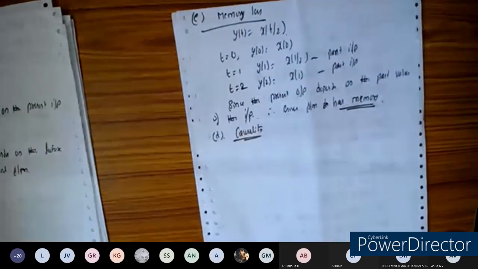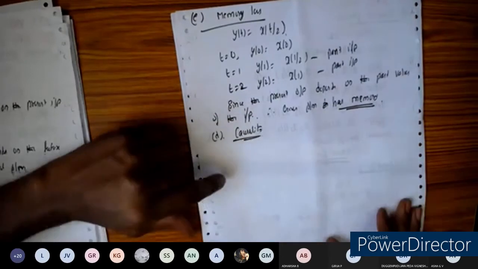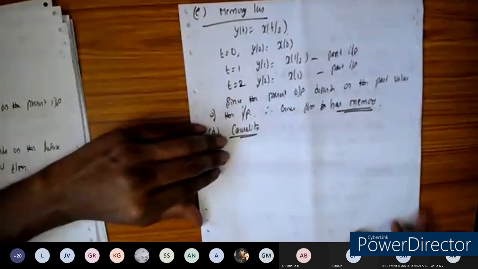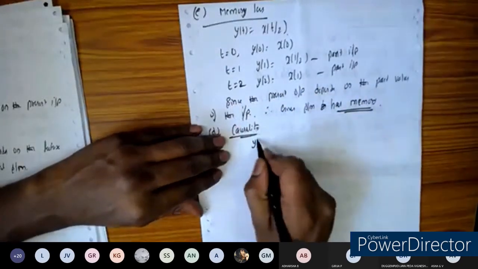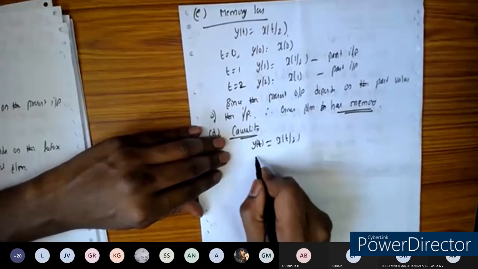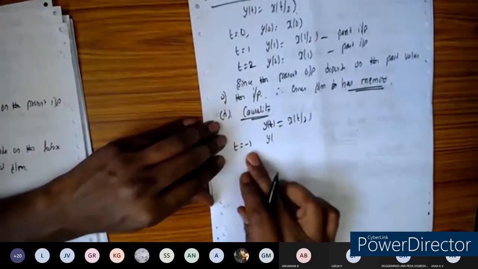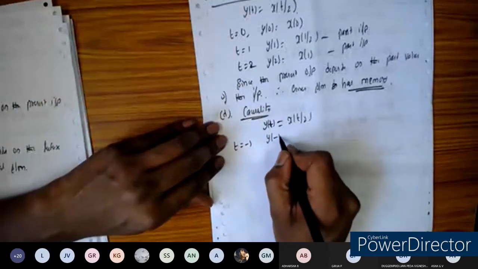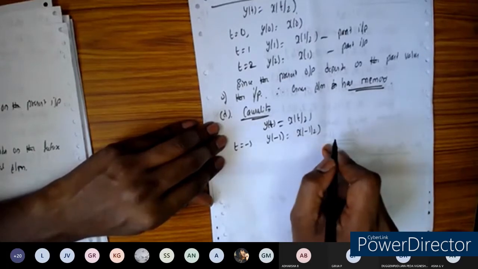The next property is called the causality property. Now let us go for the causality property. What causality says is that the present output does not depend on the future values of the input. So x of t by 2 is given. To verify the causality, I will take negative values. Let us take t is equal to -1. So y of -1 is equal to x of -1 by 2.